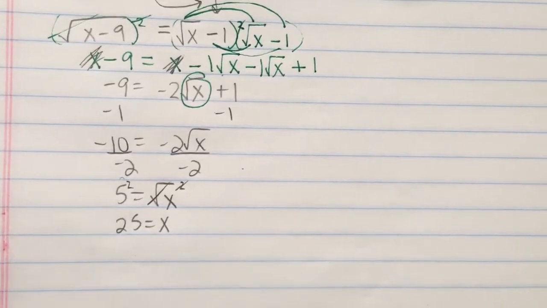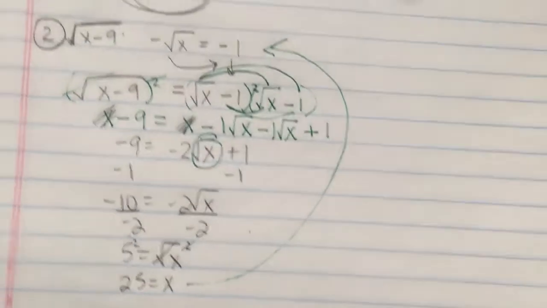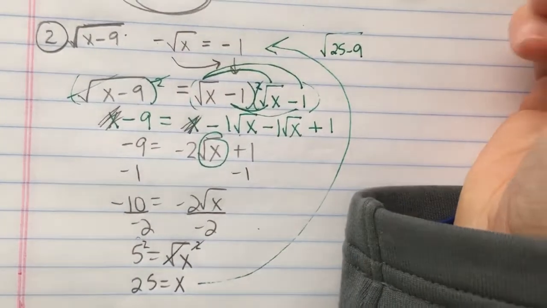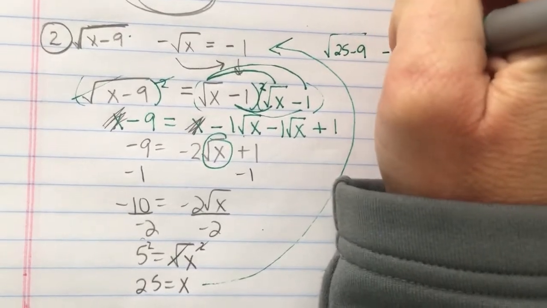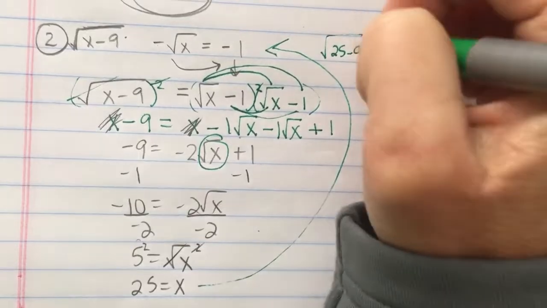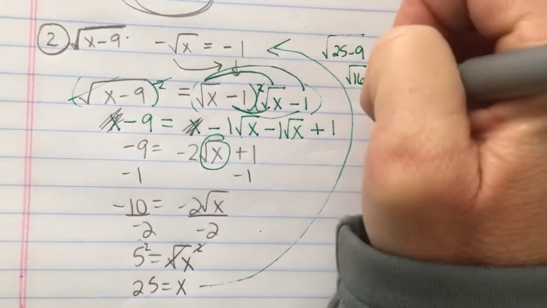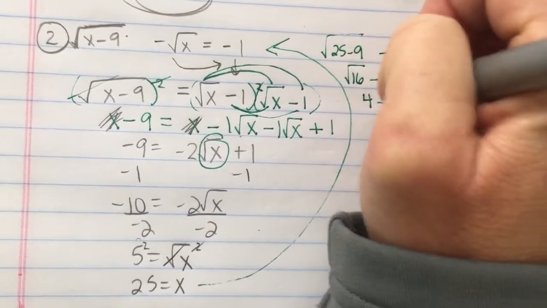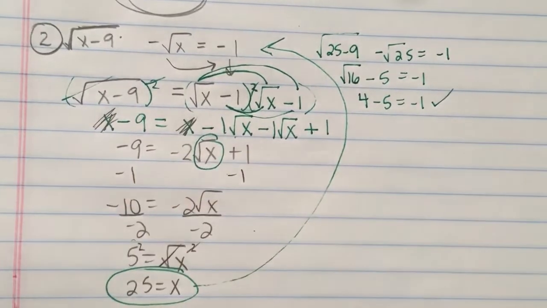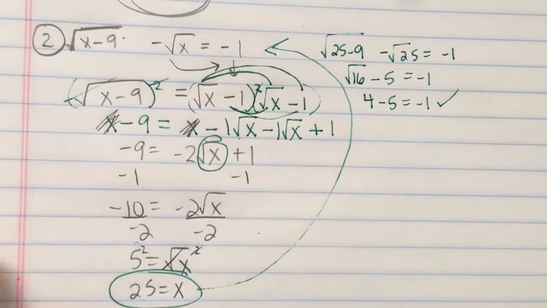Alright, let's check that one. So go back and plug it back in. So that would be the square root of 25 minus 9 minus the square root of 25 equals negative 1. Alright, 25 minus 9 is 16, so the square root of 16 minus 5 equals negative 1. Square root of 16 is 4. 4 minus 5 is negative 1. So 25 does work. Alright, 2 more.